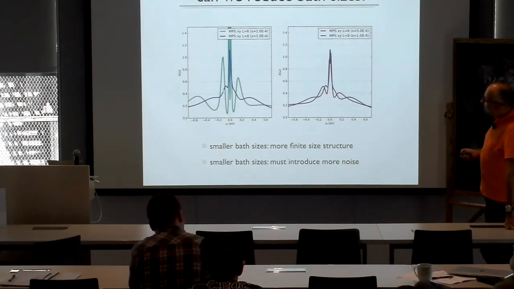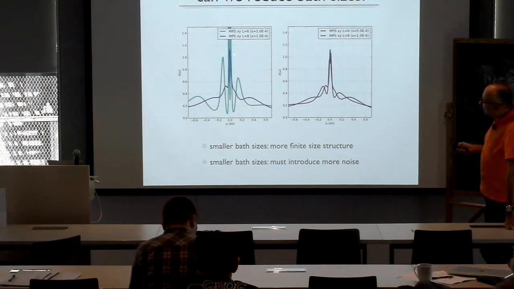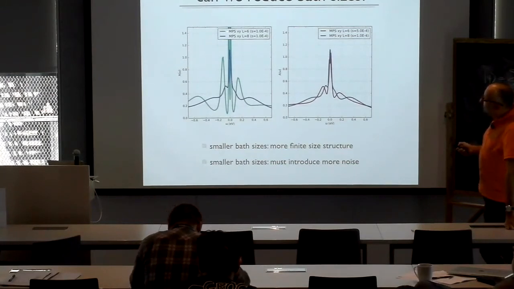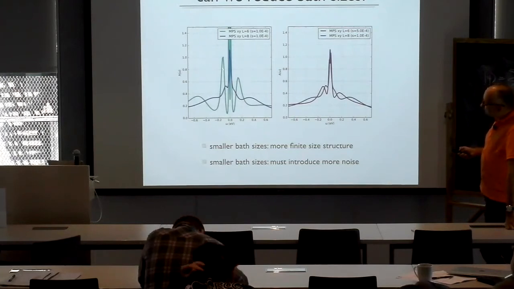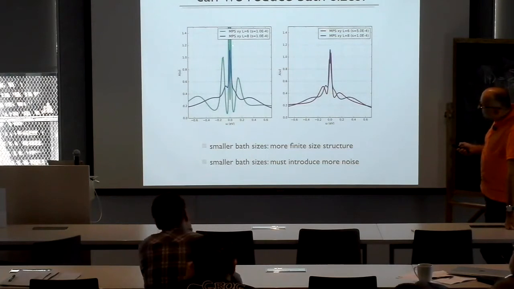The blue curve is CTQMC and MPS in very good agreement, and that's what you get if you do the shorter bath. And then you get a nasty double peak structure, which certainly isn't there physically.